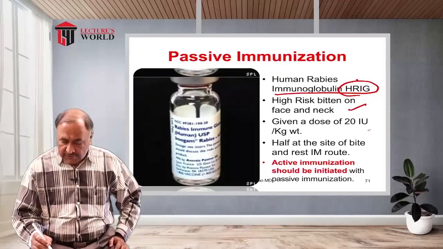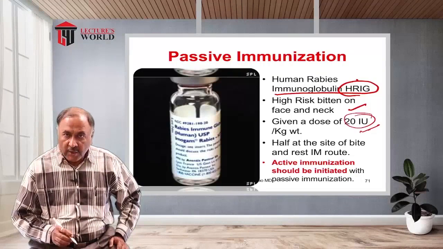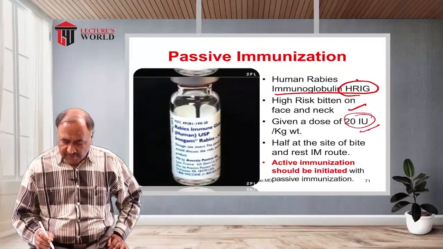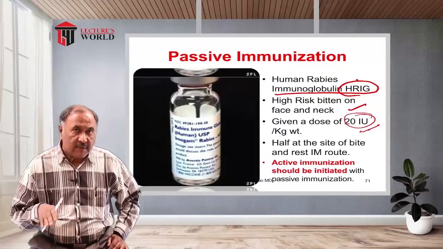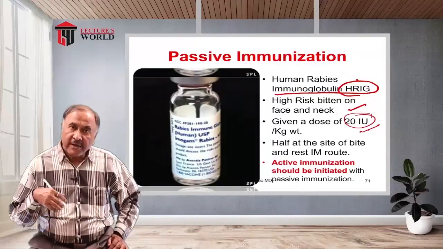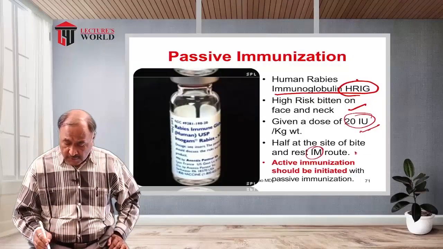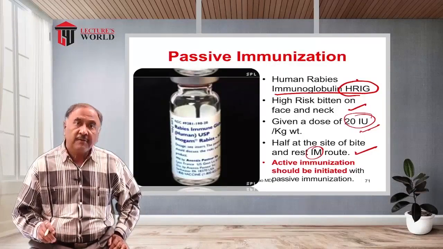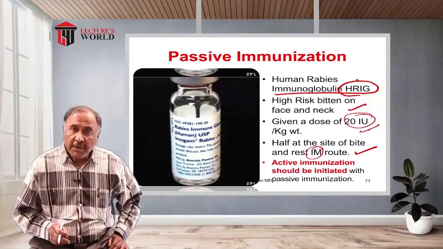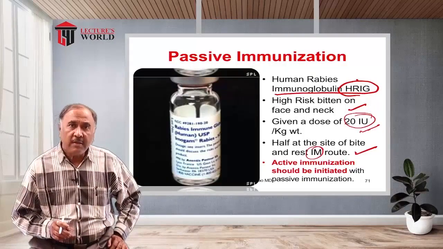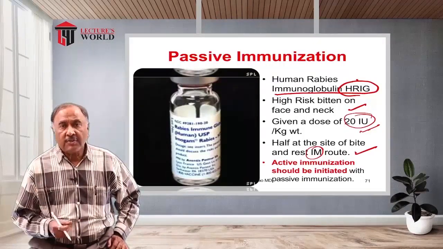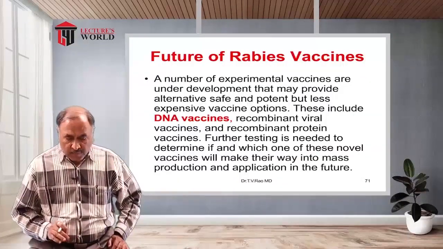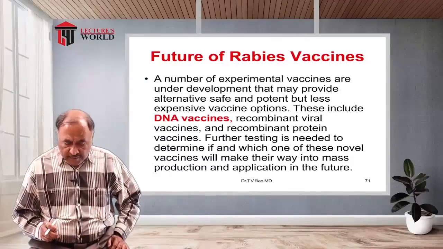The dose which is given is around 20 international units per kg weight. Half is given at the site of the bite, where the animal has bitten, and the rest is given through the intramuscular route. Active immunization should be initiated along with passive immunization. Active immunization alone would not be enough, but passive immunization should also be done along with it. Now, what is the future of rabies vaccine?